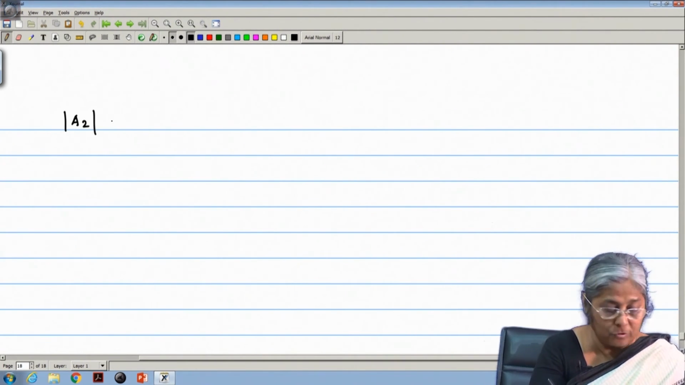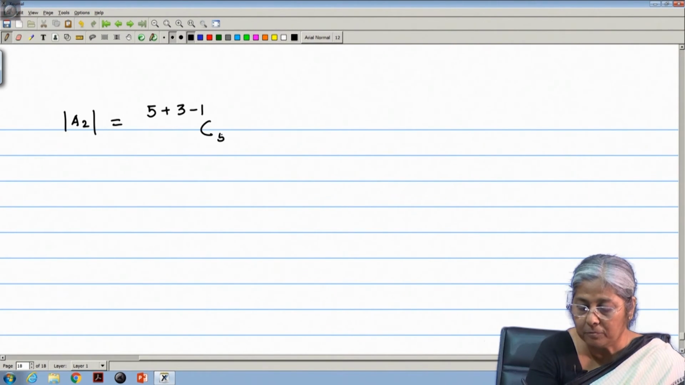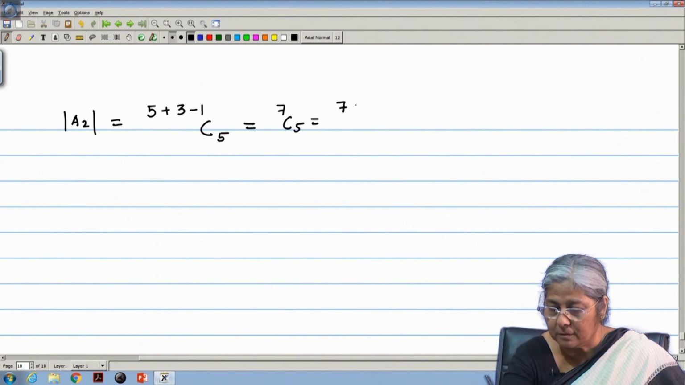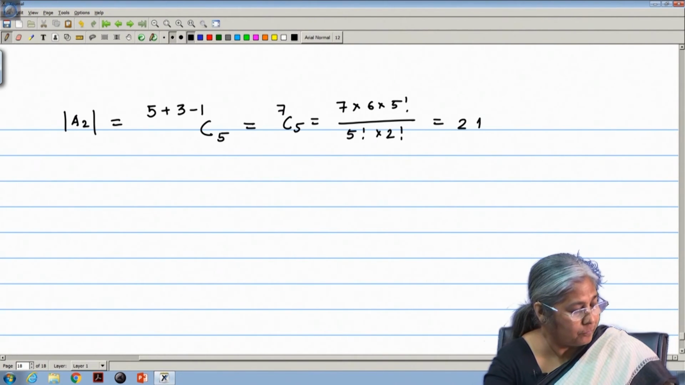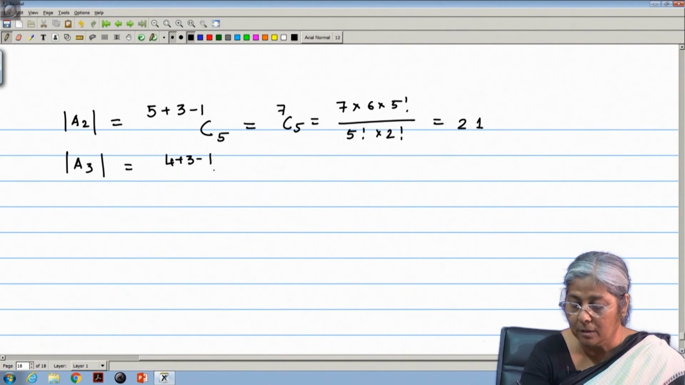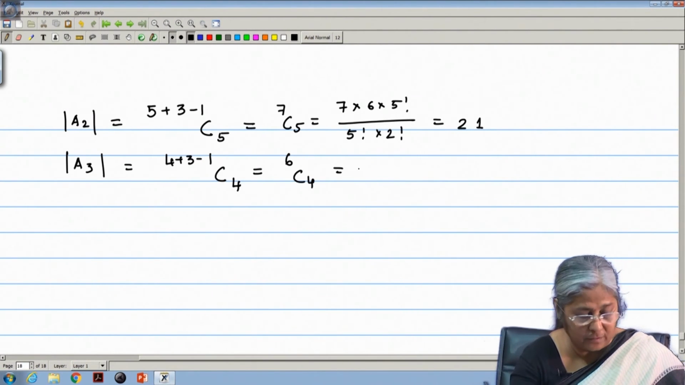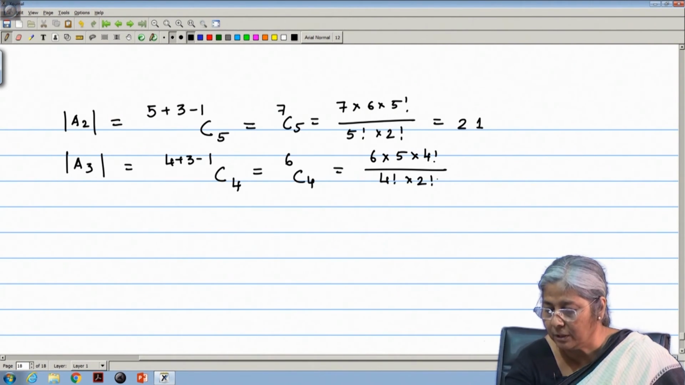Similarly, I can compute A2. A2 will be 5 plus 3 minus 1 C5, because B appears more than 4 times, that means at least 5. This value becomes 7 C5, which is 7 into 6 into 5 factorial divided by 5 factorial into 2 factorial, and this becomes 21. Then A3 is 4 plus 3 minus 1, because more than 5 means 6. So C appears, and this becomes 6 C4, equal to 6 into 5 into 4 factorial divided by 4 factorial into 2 factorial, and this becomes 15.